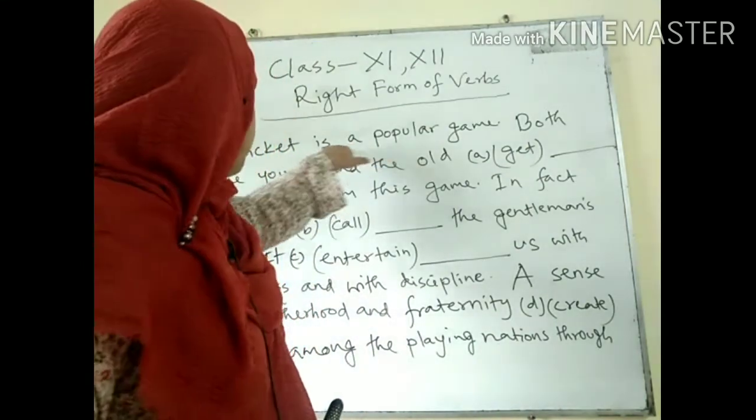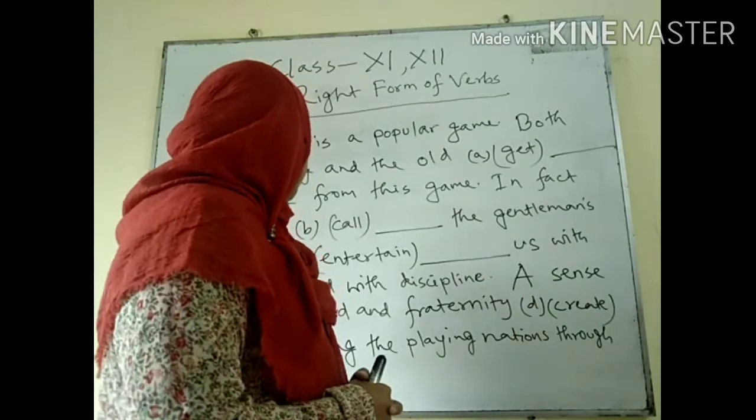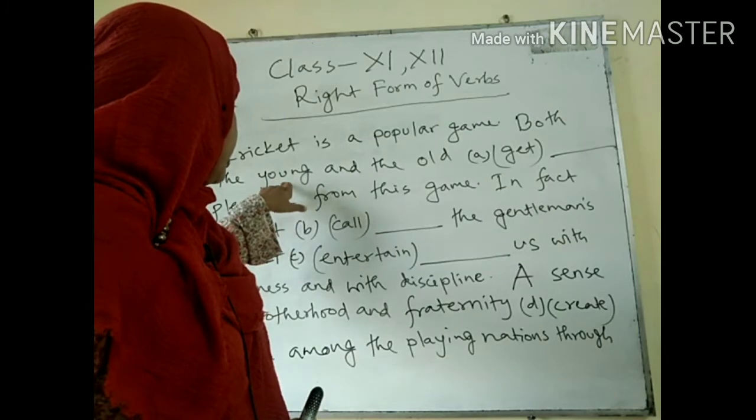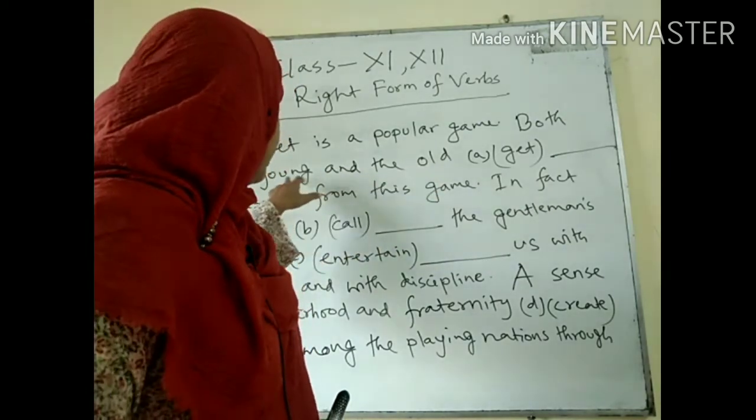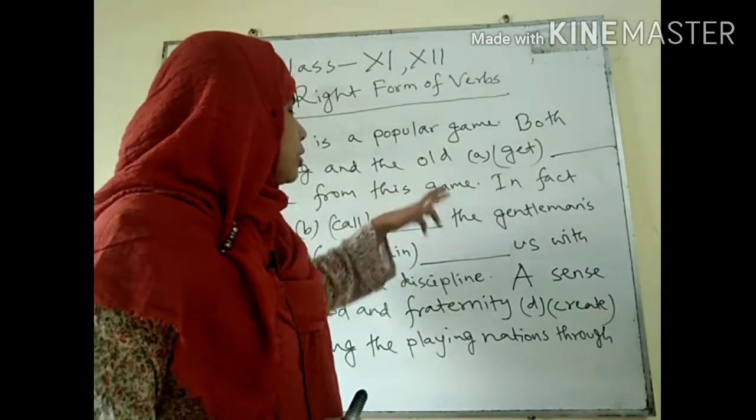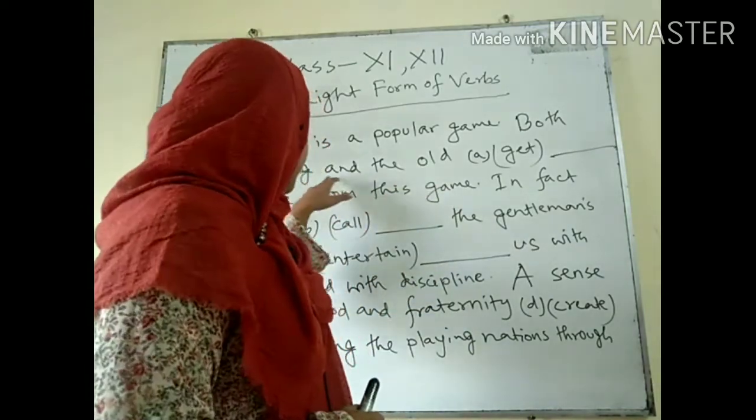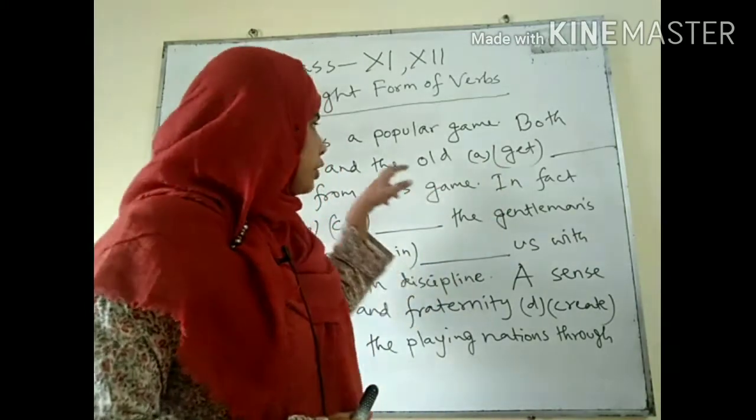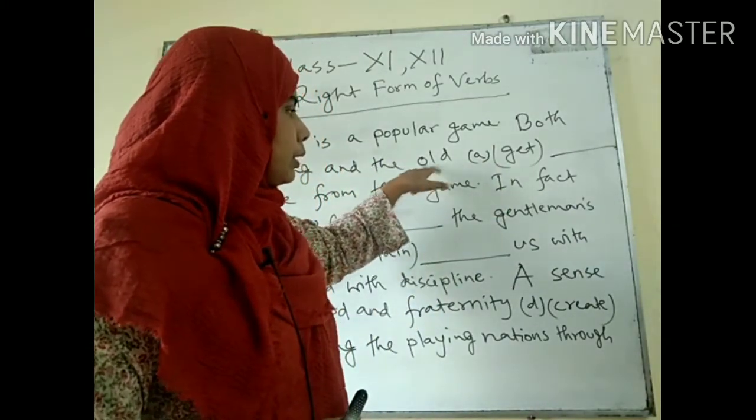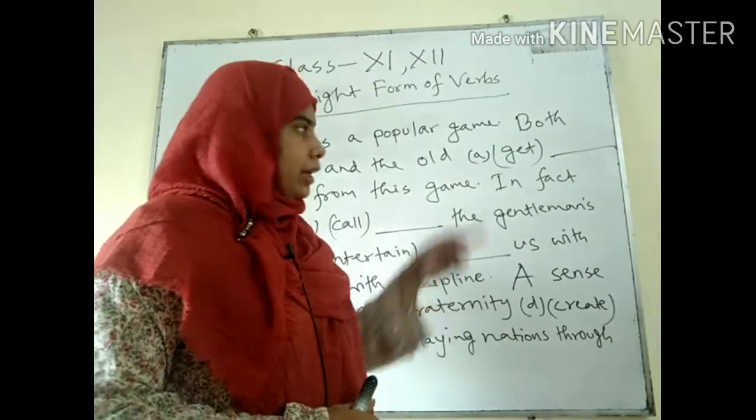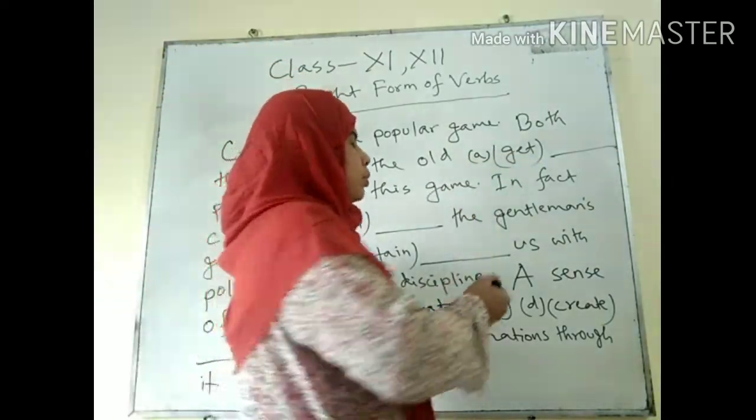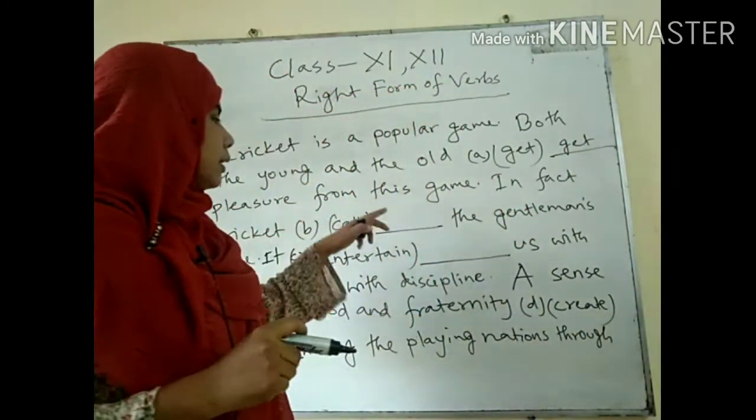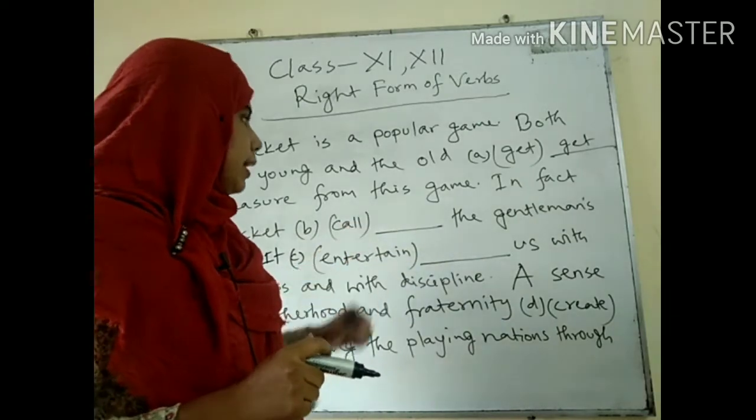This is a board question. Cricket is a popular game. Both the young and the old. Here the subject is the young and the old. The young means all the young people and the old means all the old people. So we see that the subject is plural, and in case of present indefinite tense, if the subject is plural, third person plural, then we don't add any s with the verb. So it will be just simply get. Both the young and the old get pleasure from this game.